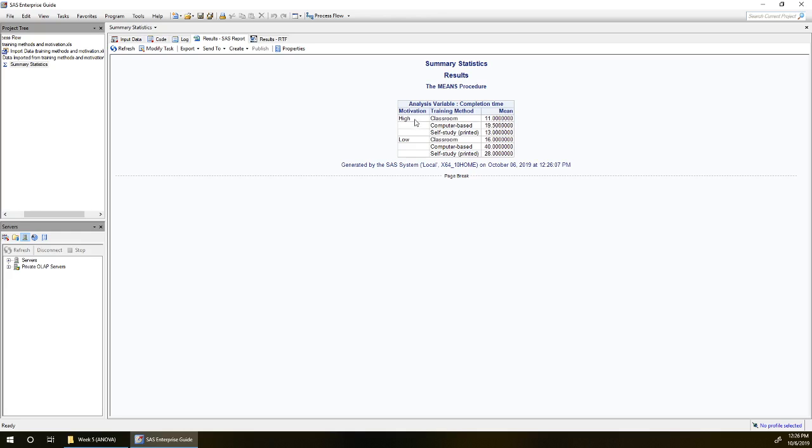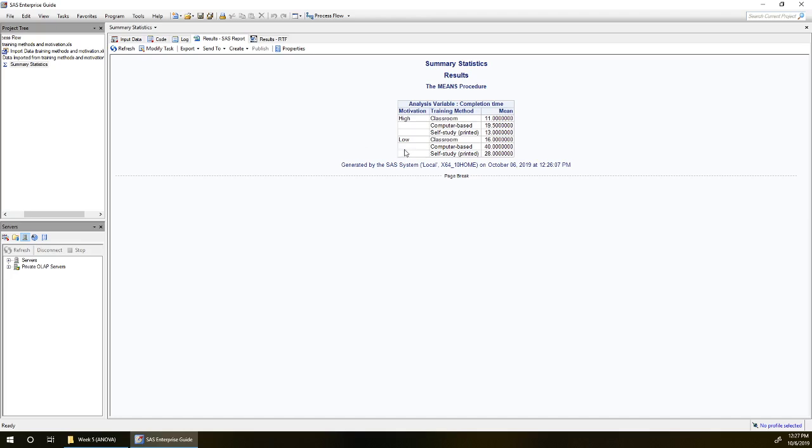Similarly, if we compare across motivation levels, for classroom, 11 is less than 16. For computer-based, 19.5 is less than 40. For self-study, 13 is less than 28. So it looks like the high motivation group is taking less time than the low motivation group.